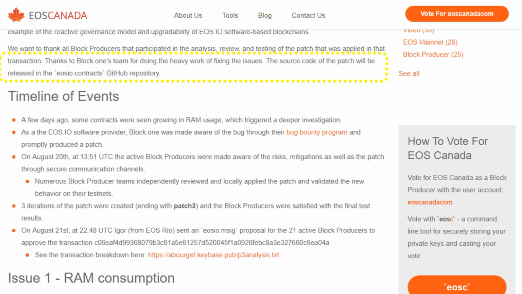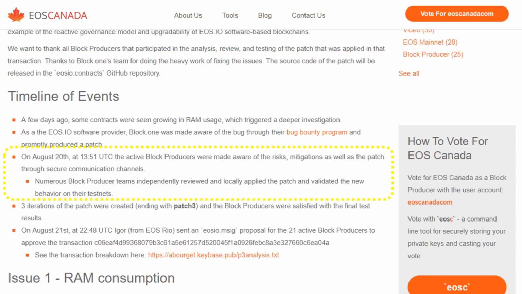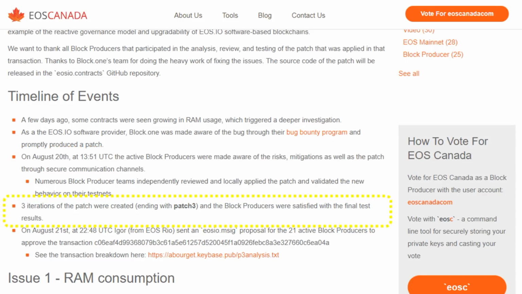They did this quietly because when you find these kinds of issues, you can't publicize it until after it's been fixed. Otherwise, more attackers could exploit the vulnerability. block.one notified the block producers of this for the first time on August 20th, and over the next 2 days, block.one worked with the block producers to test and iterate on EOS.io patches. And the third patch, patch 3, was deployed to the EOS mainnet on August 22nd.